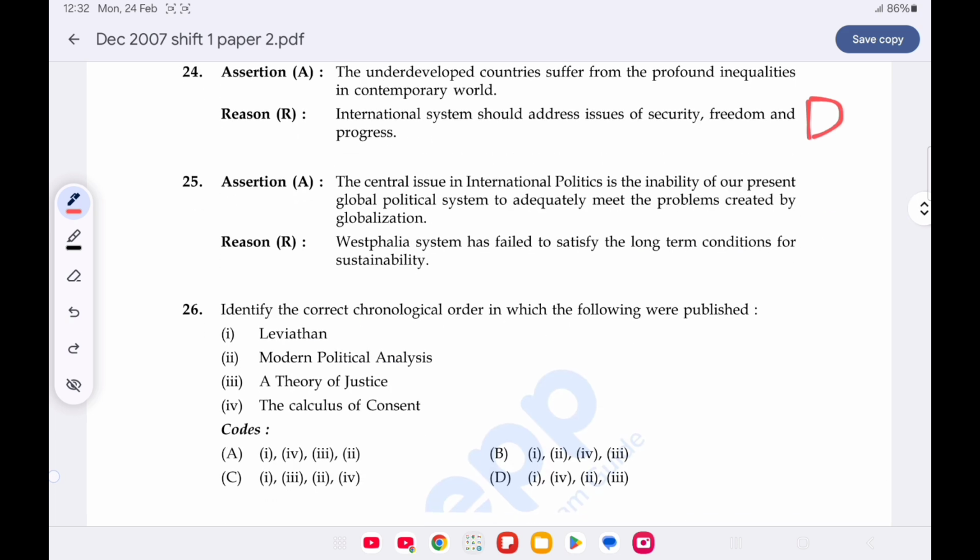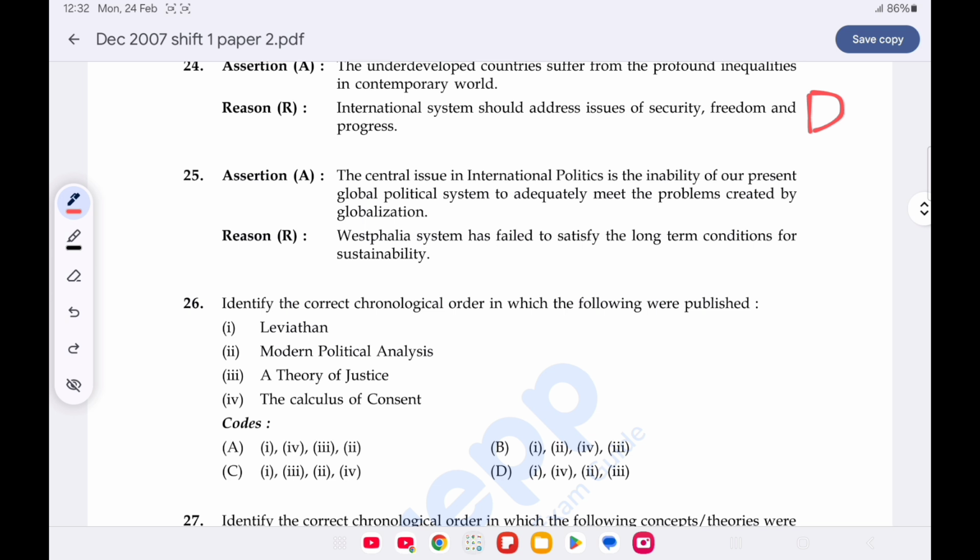Next question, question number 25. Assertion: the central issue in international politics is the inability of our present global political system to adequately meet the problems created by globalization. Reason: Westphalia system has failed to satisfy the long-term condition for sustainability. Option B is correct. Both the statements are true but not the correct explanation of each other.